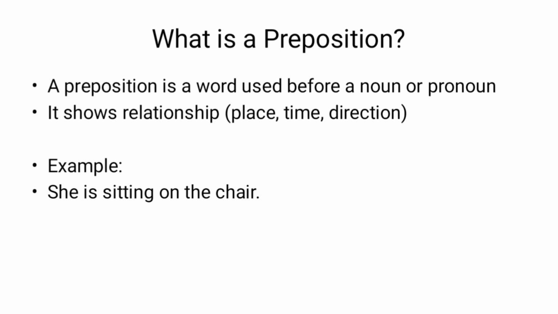Students, a preposition is a word that shows the relationship between a noun or a pronoun and the other words in a sentence. It usually indicates location, direction, time, manner or other relationships in a sentence. For example, she is sitting on the chair. Here the word on shows the relationship between the person and the chair.